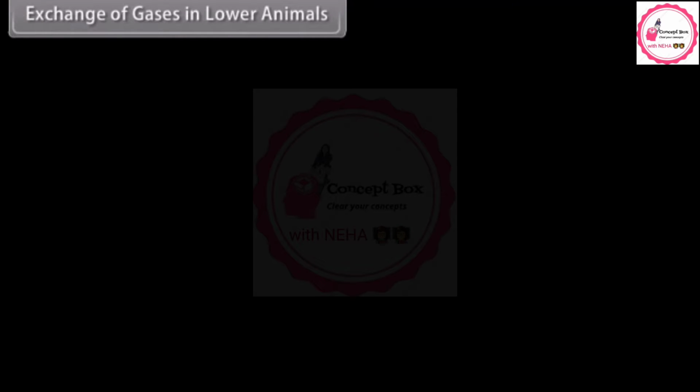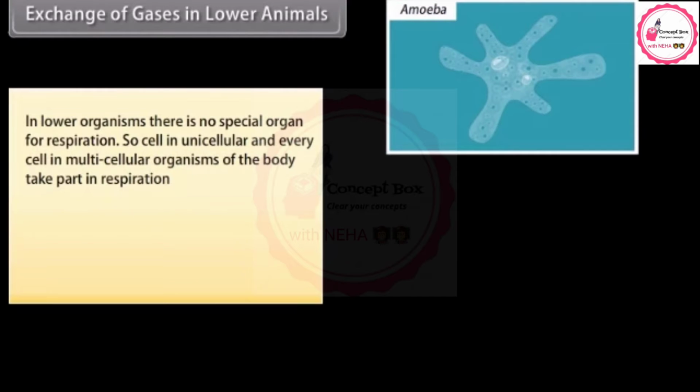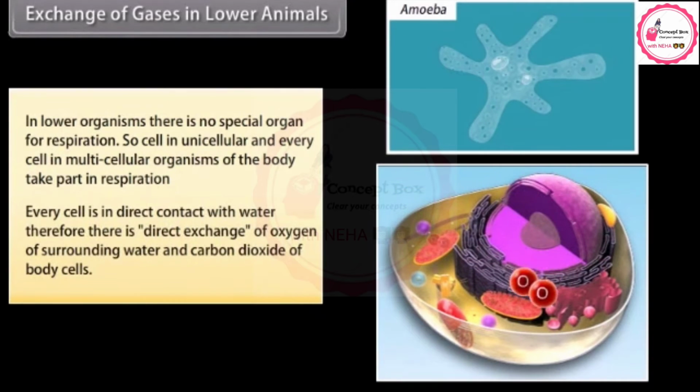Exchange of gases in lower animals. In lower organisms, there is no special organ for respiration. So, the cell in unicellular organisms and every cell in multicellular organisms takes part in respiration. Every cell is in direct contact with water, therefore there is direct exchange of oxygen of surrounding water and carbon dioxide of body cells.